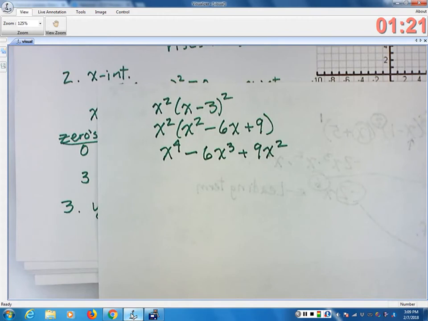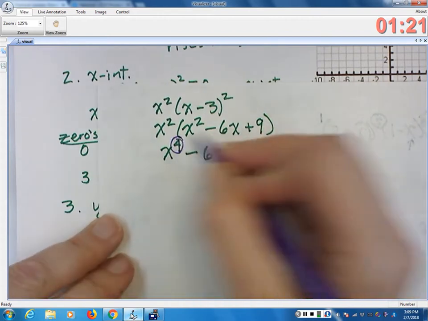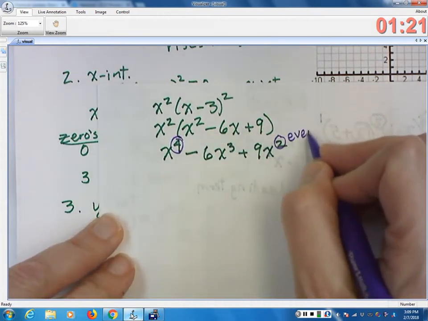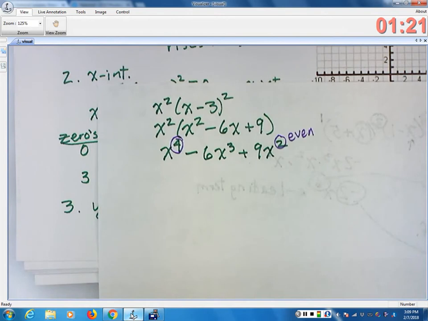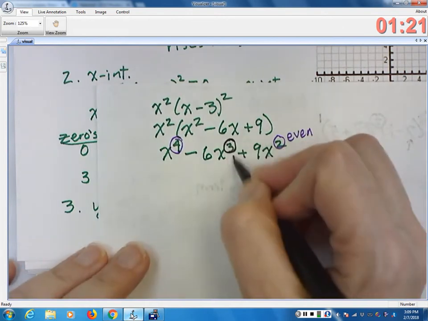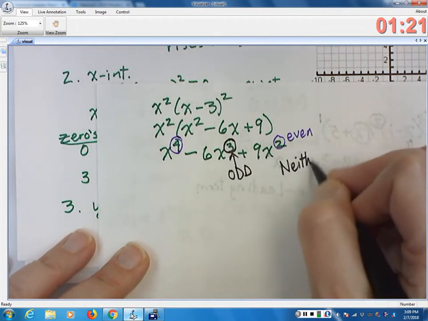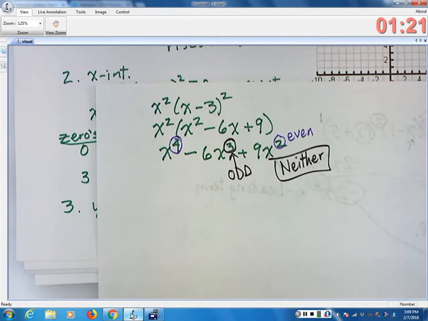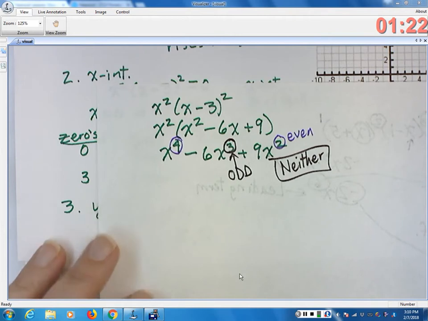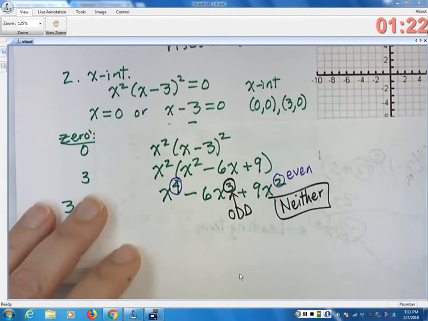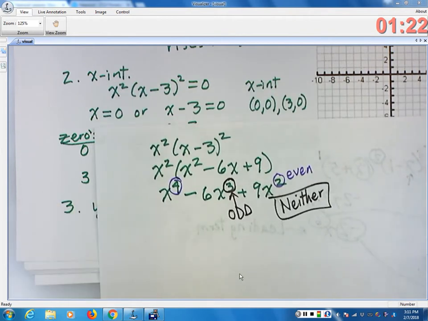And we have even exponents and we have odd exponents. So it's neither even nor odd. Neither, right there. So that's the symmetry.